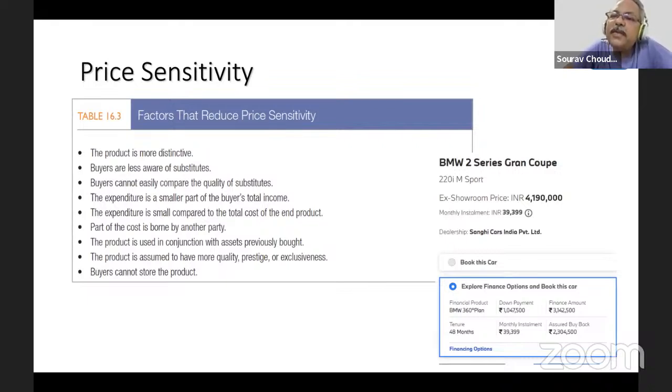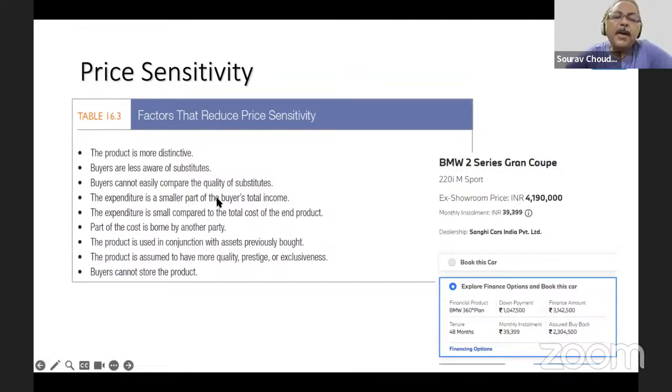Petroleum: if you have a scooter which runs on petrol, and petrol prices go up by 10 rupees or 100 rupees, you will not say that I'm not going to take my scooter out, because you don't have a substitute. It's a very, very distinctive product that doesn't have a substitute. Buyers cannot easily compare the quality of substitutes. You don't have any comparison for onion. Take the BMW 2 Series Grand Coupe, a very, very distinctive car. Everybody knows this is a very unique car. Whoever wants to buy a BMW 2 Series Grand Coupe will go and buy a BMW, whatever the price.